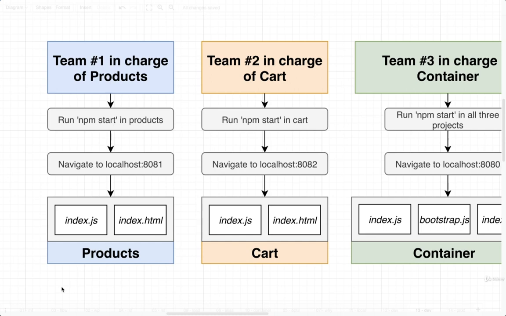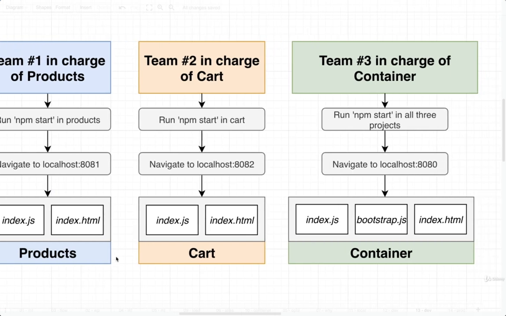That's pretty much it. So for team number one, in order to develop their project, all they have to do is change into the products directory, run npm start inside there. They can then navigate to localhost 8081 and see their application appear on the screen. They can then develop their products application in isolation. Same thing for team number two. The only difference is that they're going to go into the cart directory and their application will be running at localhost 8082.